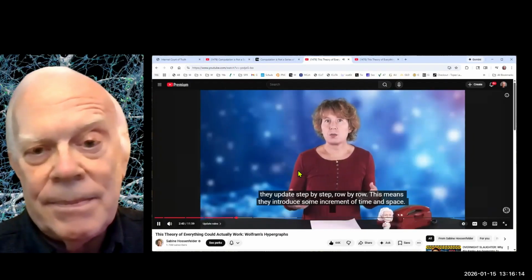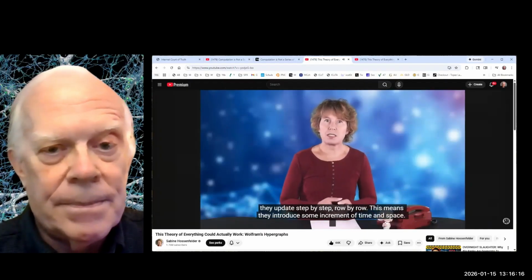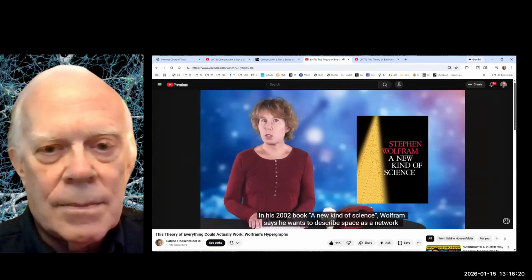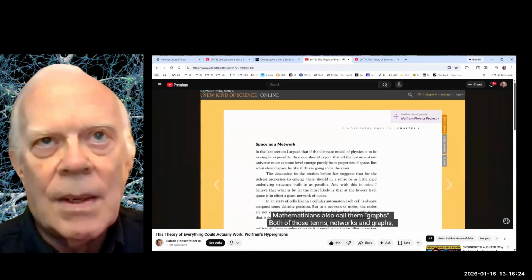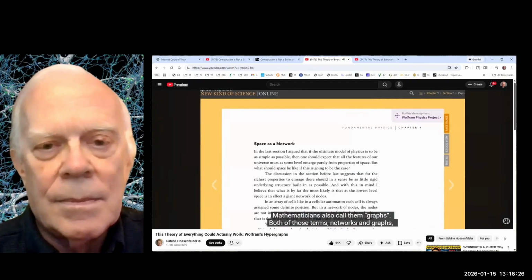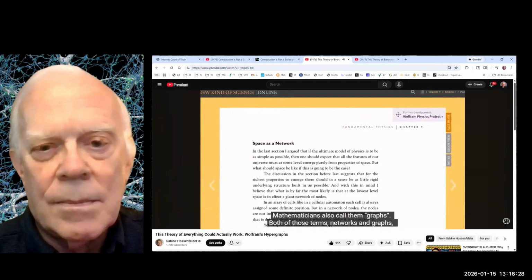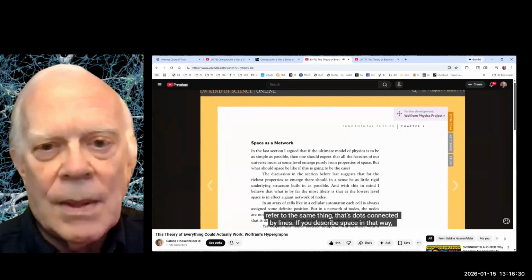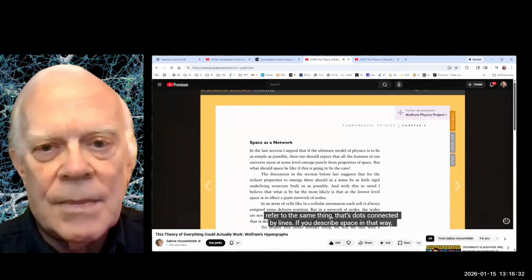They introduce some increments of time and space. In his 2002 book, A New Kind of Science, Wolfram says he wants to describe space as a network. Mathematicians also call them graphs. Both of these terms, networks and graphs, refer to the same thing. That's dots connected by lines.